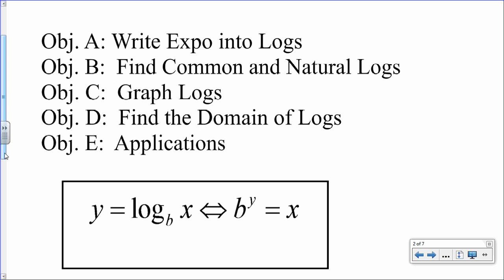Okay, so this is what a log expression looks like. You would say in words, log base b of x. That's how I would say that, log base b of x. What's important to note is that this equals this. Those are the same thing. This is just log form. This is exponential form. We'll need to know how to write things in both forms.